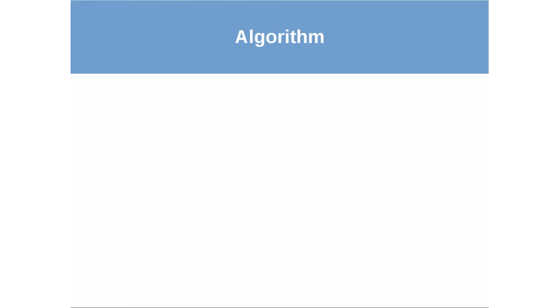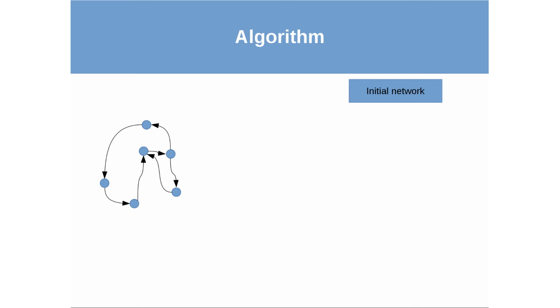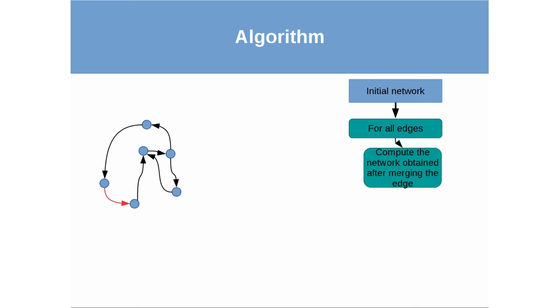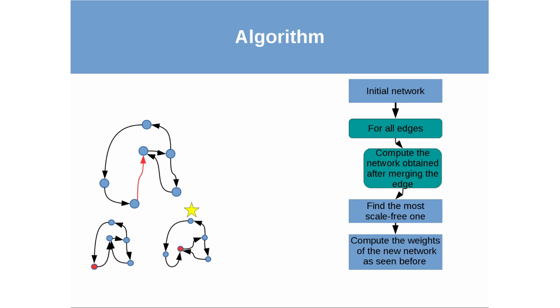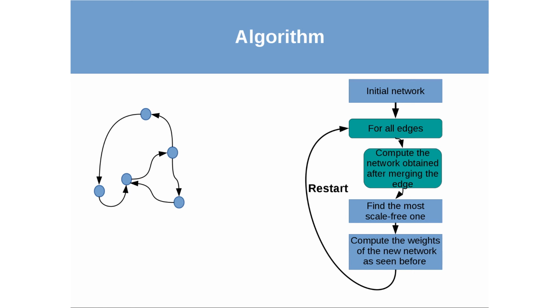Consider an initial network. Consider this first edge in red. We compute the network obtained after merging this edge. We repeat this operation for the second edge, and so on, for all edges. Then, among all these networks, we choose the one which is the most scale-free. We compute the weights of the new network according to the result that we have seen previously. Then, we restart by considering this new network. We stop the algorithm when the network obtained is small enough and or scale-free enough.